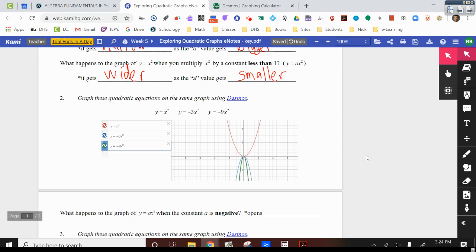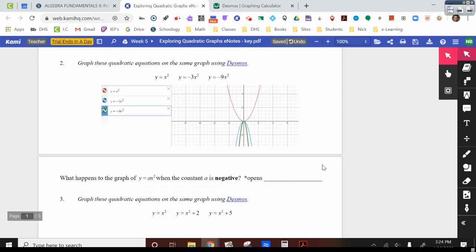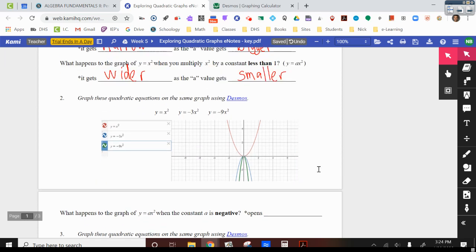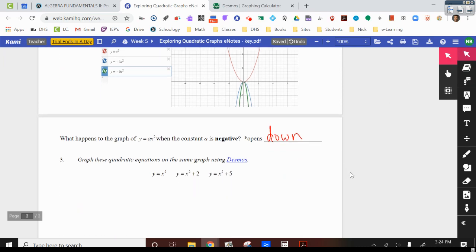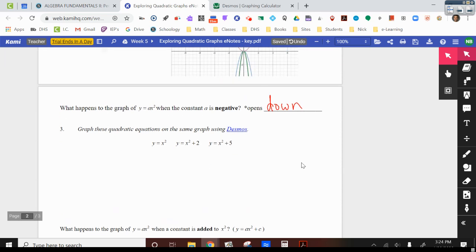All right, so now what happens to that y equals ax squared when the constant a is negative? We're going to say that it opens down. So when that number in front of your x squared is negative, your graph is going to open downward. Awesome. All right. So now we're going to see what happens to our quadratic equation when we add something to it at the end here.